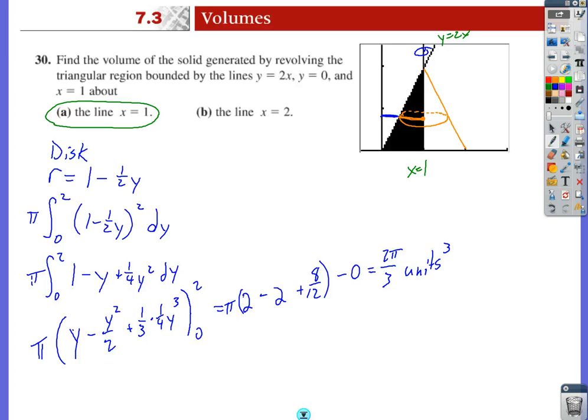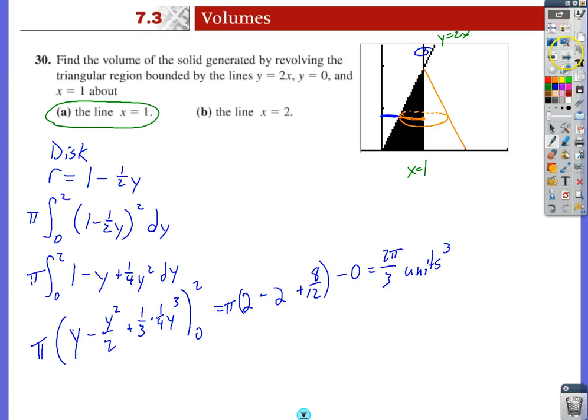One of the main things that I'm going to tell you about this is that if we're revolving around an axis that is not the x or the y axis, you need to be thinking that my radius is going to be something minus something. And that's a hint for the next one, for part B. It's going to be something minus something. In this case, we have a disk. There's the work. Questions come later.